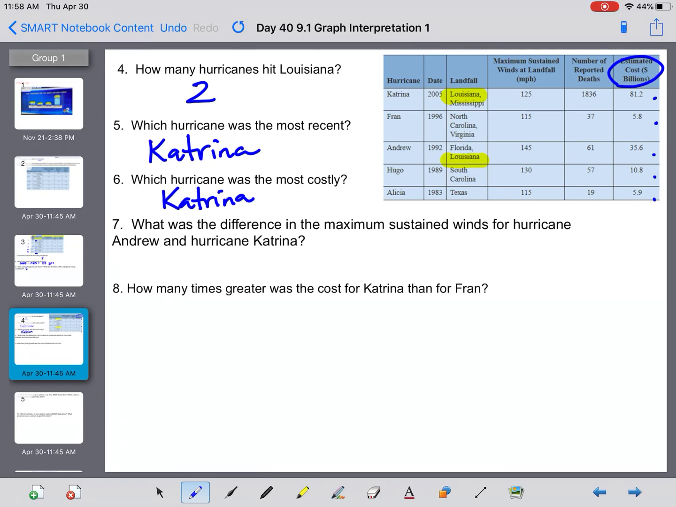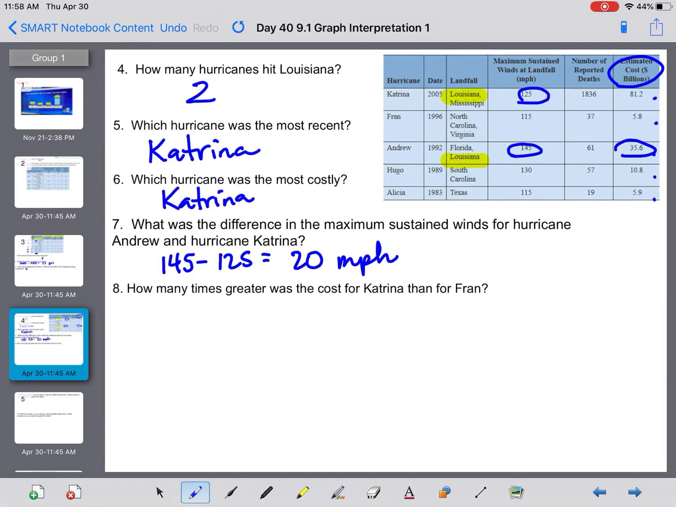Number 7, what is the difference in the maximum sustained winds for Andrew and Katrina? So if I find Andrew on here, that's going to be 35.6. Sorry, that's for the cost. For the winds, Andrew was 145 and Katrina was 125. So what is that difference? I'm going to take the biggest minus the smallest. And so we have a 20 mile per hour difference. So that means Andrew had a higher wind speed than Katrina did.